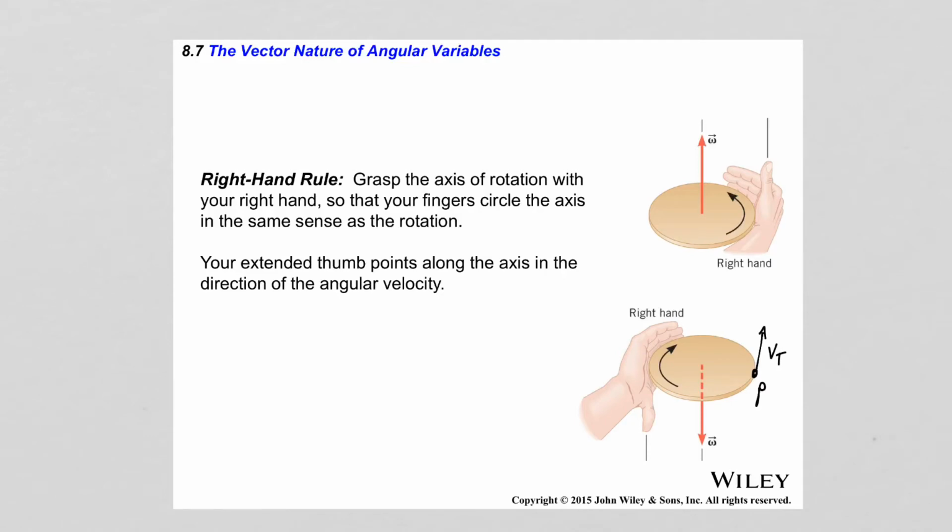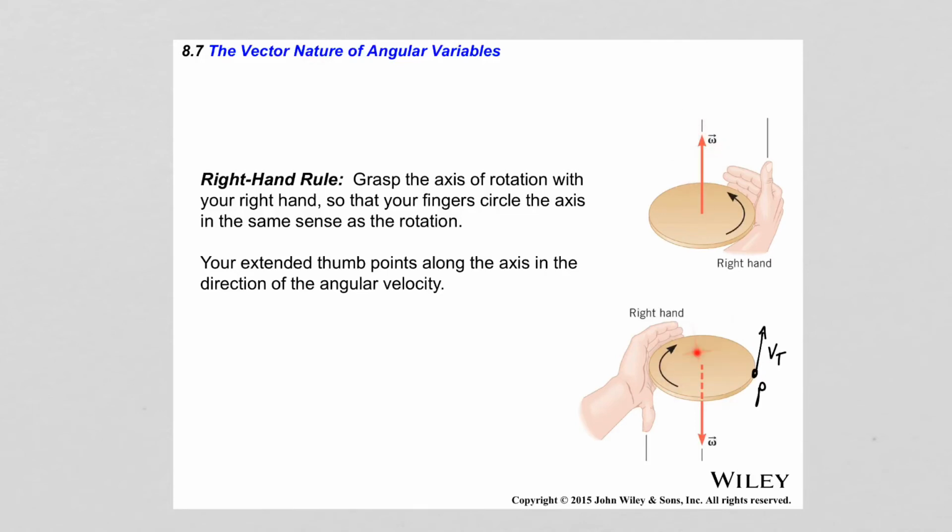with direction determined by the right-hand rule. So the right-hand rule states that if you grasp the axis of rotation with your right hand so that your fingers circle the axis in the same sense as the rotation, your extended thumb points along the axis in the direction of the angular velocity. So in the first example here, the rotation is in counterclockwise direction. So if you place your right hand in such a way that your fingers point in the direction of rotation, then your thumb is going to point in the direction of the angular velocity vector.